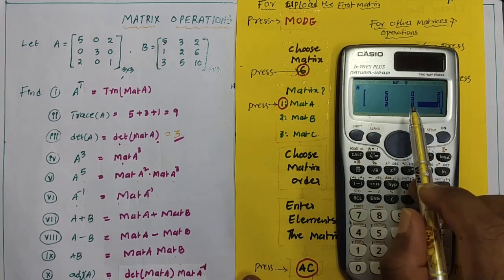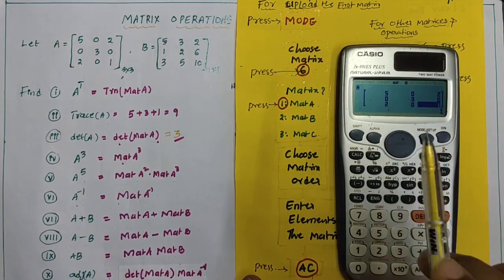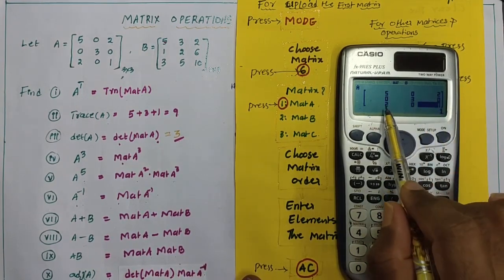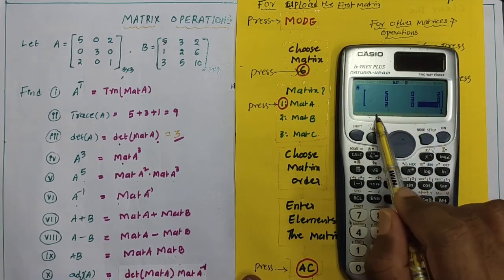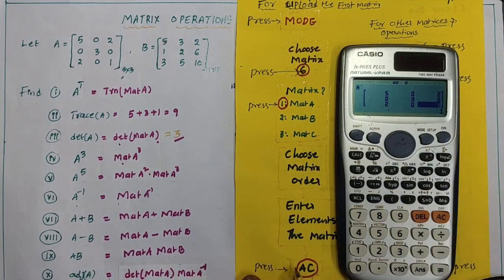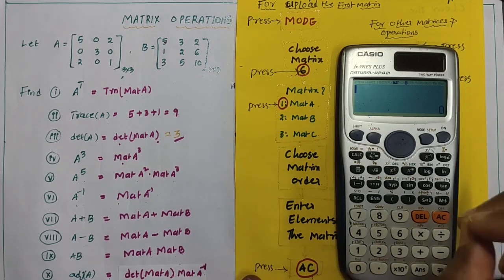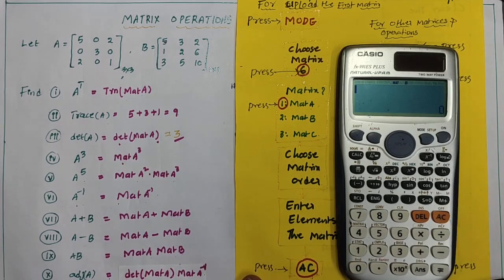Now I have entered the complete data in this calculator. First row elements 5, 0, 2, second row elements 0, 3, 0, last row elements 2, 0, 1. Now I am pressing the button AC. Now this complete data is stored on the mat A.